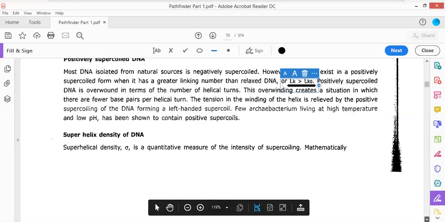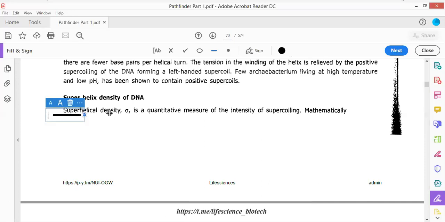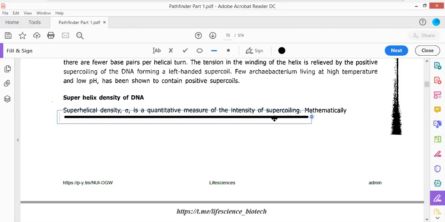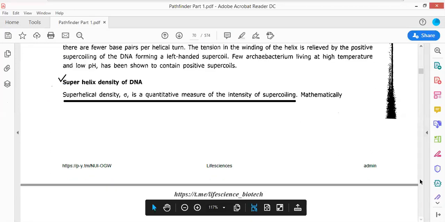Now, superhelical density is referred to as sigma. It is the quantitative measure of the intensity of the supercoiling, how the supercoiling has taken place. This was not discussed in the previous lecture because it was not included in the animation of Watson and Crick, but it is included in Pathfinder. So this is also a very important topic. Now, what is this superhelical density that we will have to visualize?